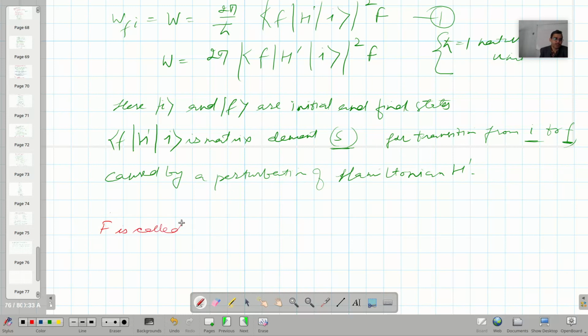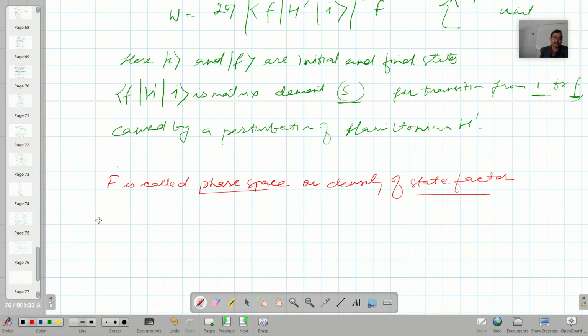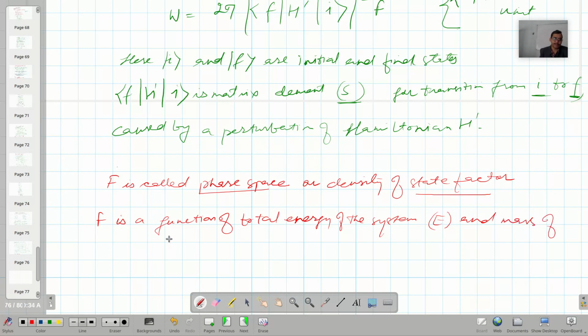And the multiplier factor F is called phase space or density of state factor, right? And F is a function of the total energy of the system E and the mass of the individual particles in the final state. So about this I will talk later on, how phase space is related to the total energy.